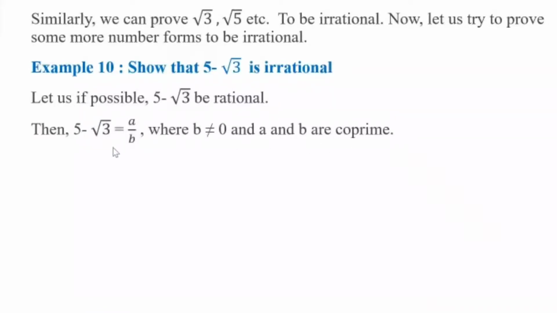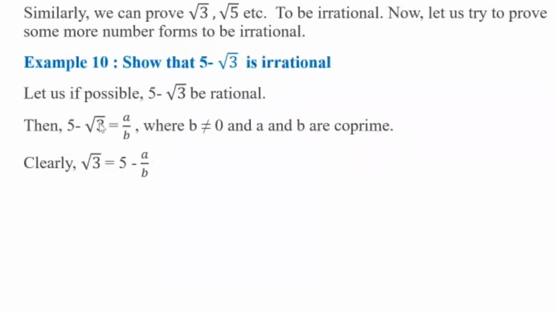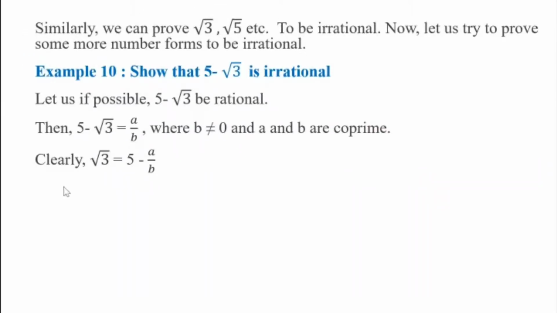Now, I'll be taking root 3 on one side and take everything to the other side. I can rewrite this as root 3 is equal to (5 minus a) upon b. So let us simplify this. I get root 3 is equal to (5b minus a) upon b.